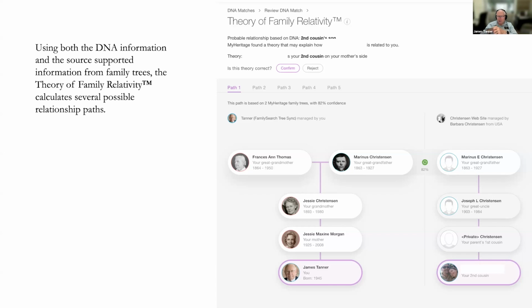So we share this person, this Marinus Christensen, who's my great grandfather. It shows how he is related, and this through this person, and that helps, and it gives you some idea of who these other people are that show up in the program.